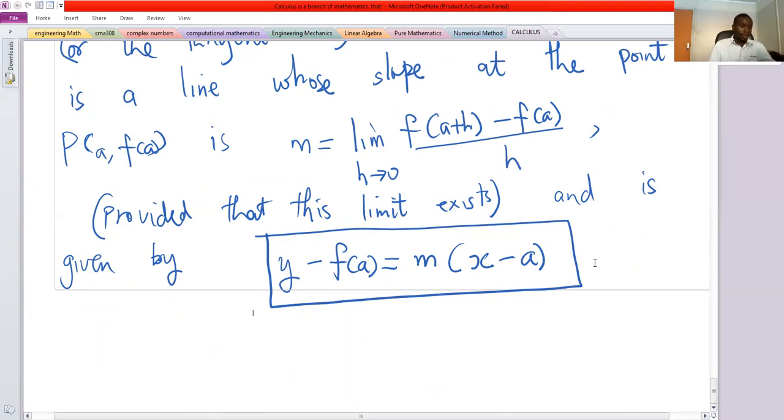So in the next session, we'll be giving examples on how to find equations of tangent lines to some specific curves. Thank you.